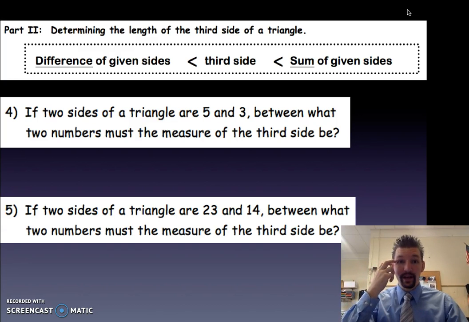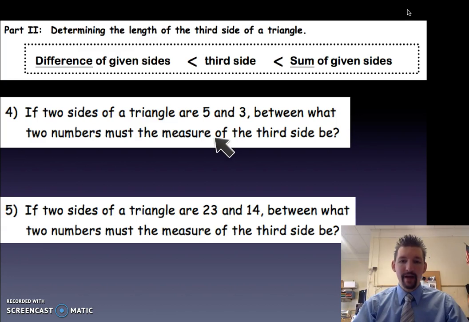The next thing we can look at here is determining a range of values for the third side. So if you're given two sides, you can figure out where the third side must lie. Not the exact value, but the general length of it, like whereabouts it is. So if two sides of a triangle are 5 and 3, we want to know between what two numbers the measure of the third side must lie. So we're going to do two parts here. First, we're going to find the lower bound by subtracting them, finding the difference. And then we're going to find the upper bound by adding them, finding the sum.